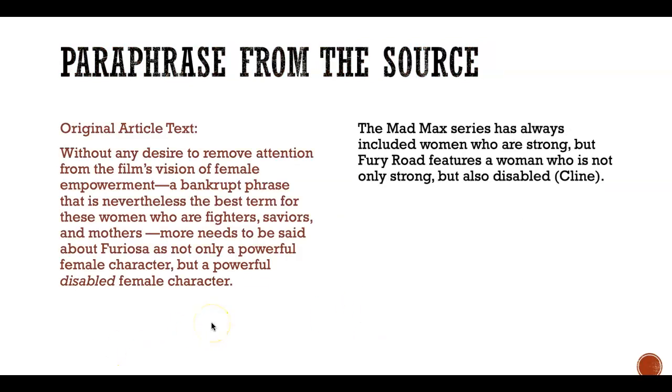If I paraphrase it, that means that I'm still relying on that source. This isn't necessarily something I came up with on my own. So in this case, the Mad Max series has always included women who are strong, but Fury Road features a woman who is not only strong, but also disabled. And I still have to go back and give Klein credit for that, because in this case, it's not something that I'm writing from my own perception. It's something that I'm researching. So this is maybe not something that I've thought of before.